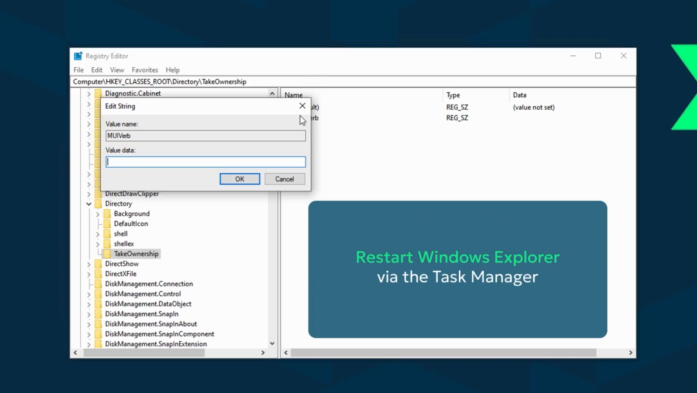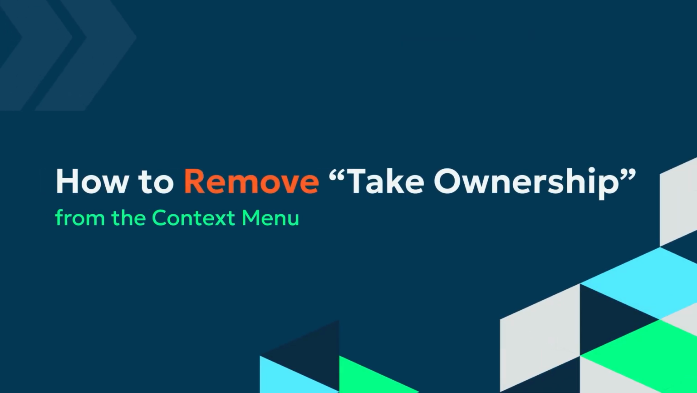Finally, restart Windows Explorer via the Task Manager to apply the changes. Now, right-clicking any file or folder will show the new option. How to remove Take Ownership from the context menu.